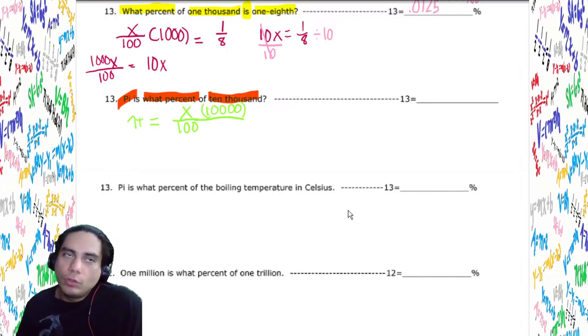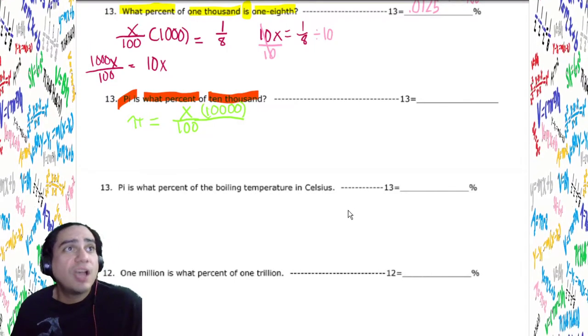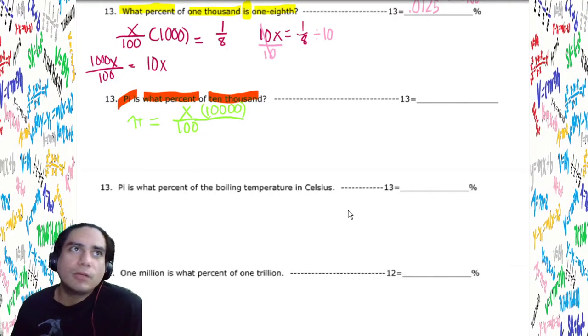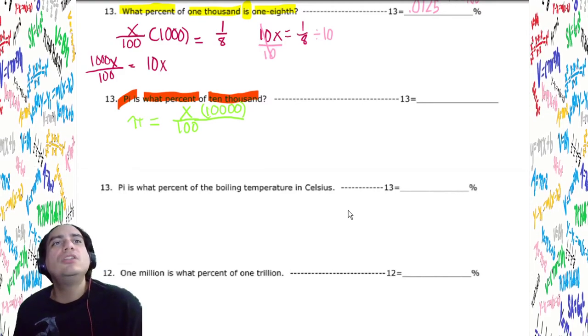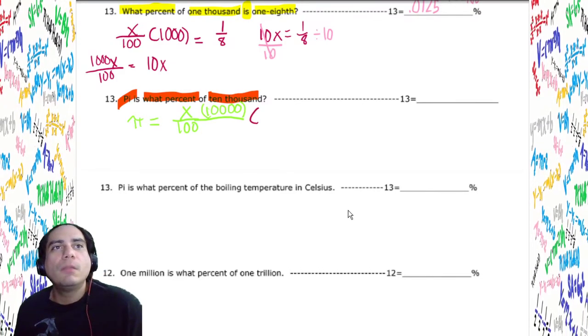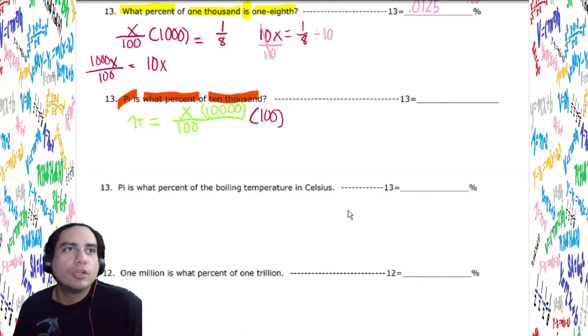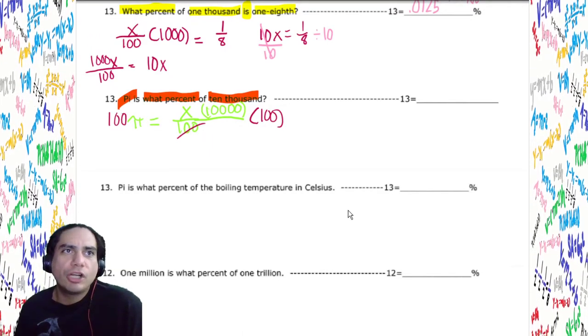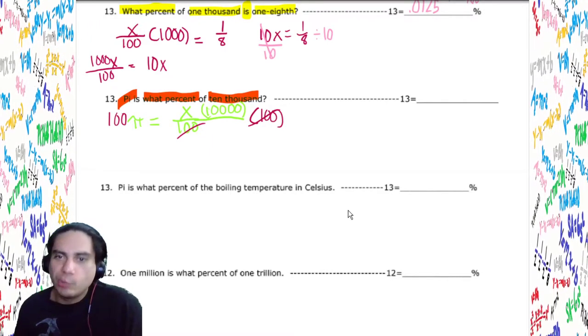Well, what you could do is just undo these hundreds and 10,000, and at the end, you're going to get the same exact answer. How do we undo that divide by 100? Well, we're going to multiply both sides by 100. So the first thing we do, multiply both sides by 100. Hundreds get canceled. Okay, that's how we do it.